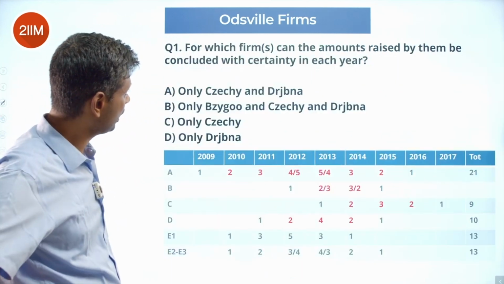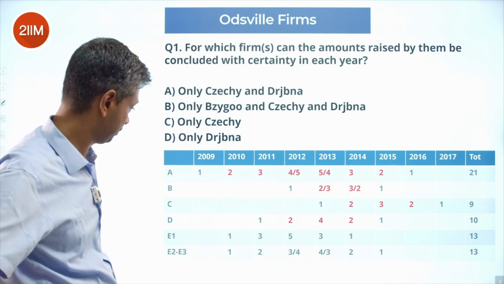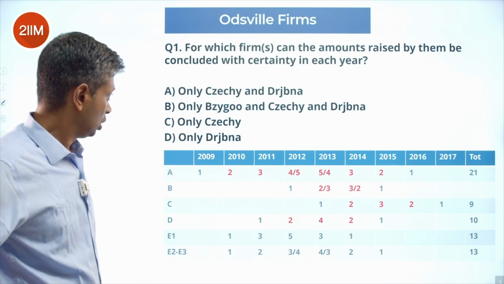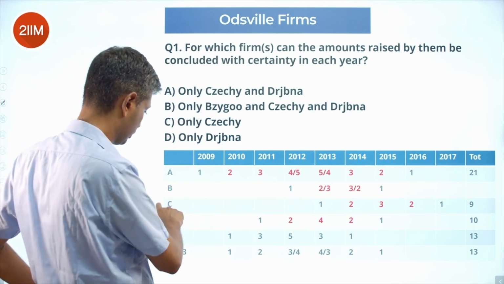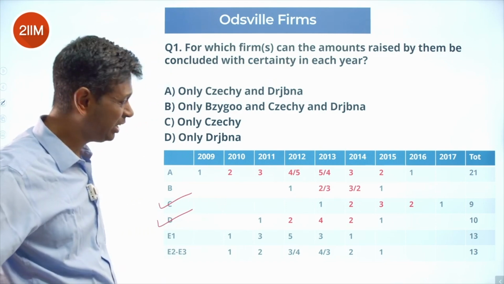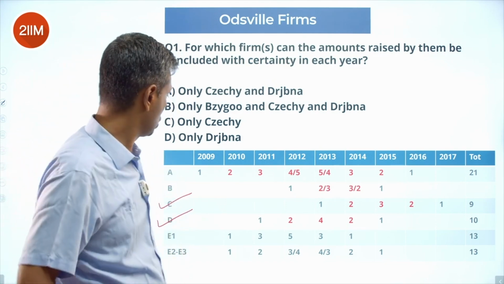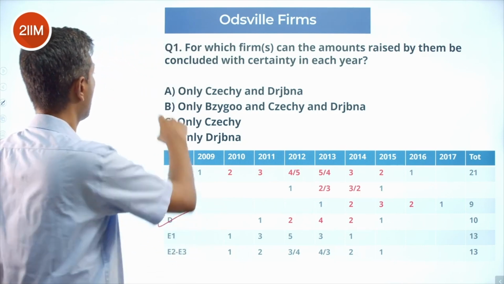For which firms can the amounts raised by them be concluded with certainty in each year? C, yes. D also yes. 1, 2, 3, 2, 1, 1, 2, 4, 2, 1. B, there are 2 possibilities. A, there are 2 possibilities. E, there are 3 possibilities. So C and D.